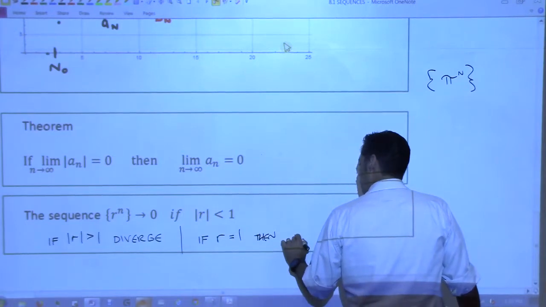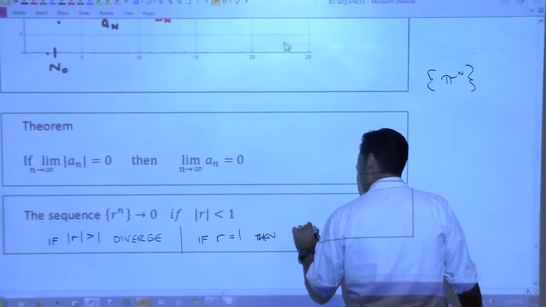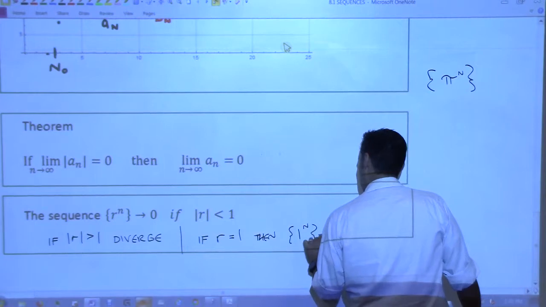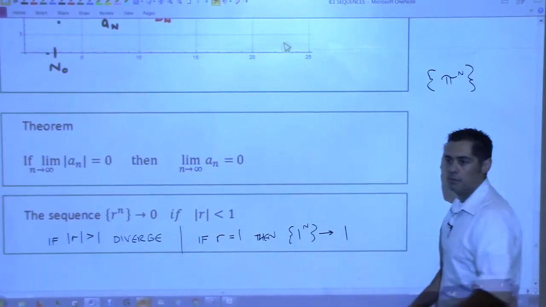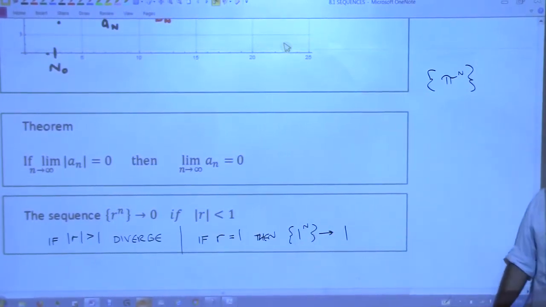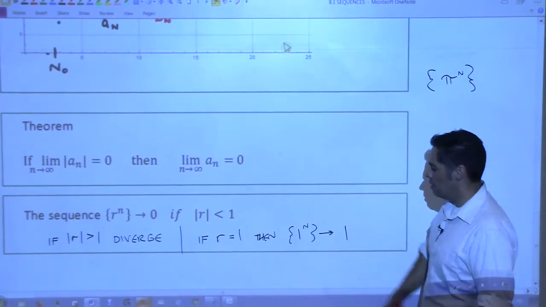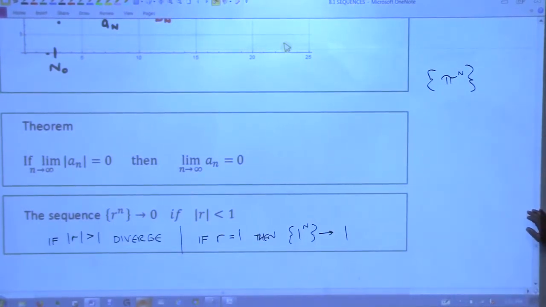Then the sequence 1 to the n converges to 1, right? That would be a very special case. We're not going to see that, but, well, I think we will see 1 to the n. We're just going to say that's 1.